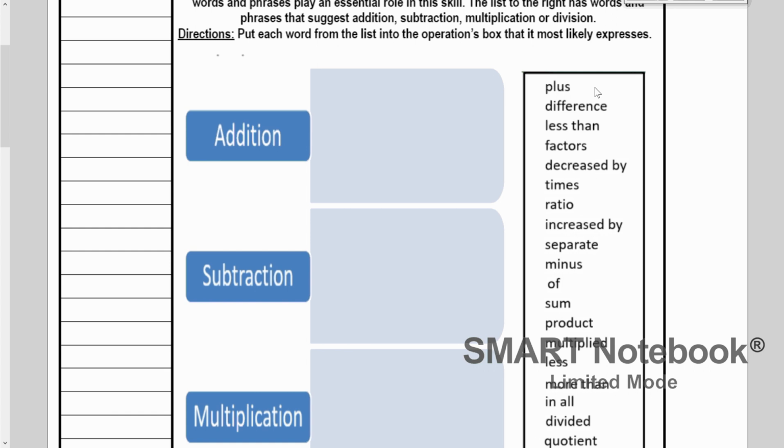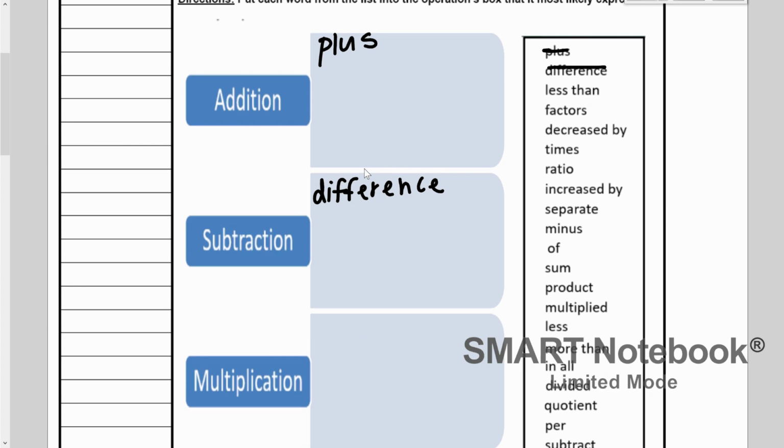All right, so if we just resume the video, we should already have some words in these boxes and we're just checking our answers. So I'm going to go through this pretty quickly because we should just be checking our work, not writing them all down. So plus would be addition. Difference would be subtraction. If I'm finding the difference between 10 and 5, I would do 10 minus 5.